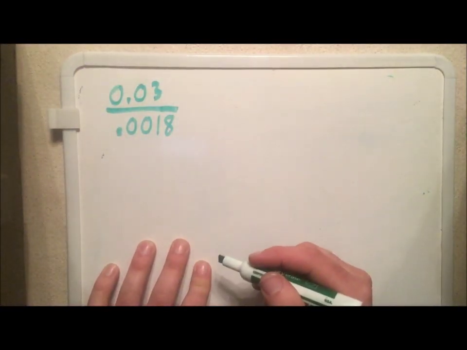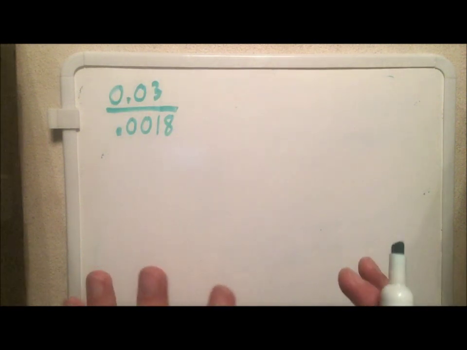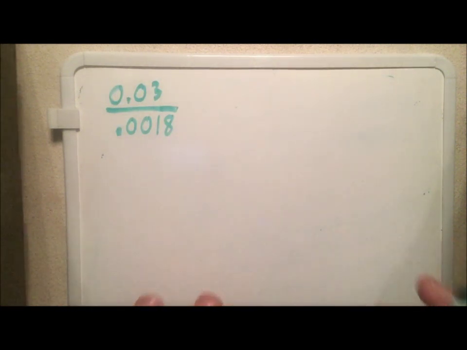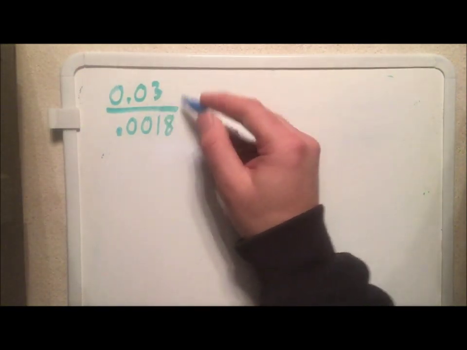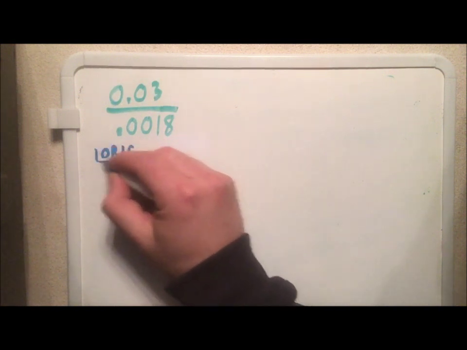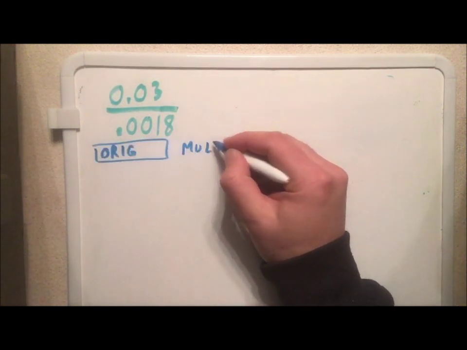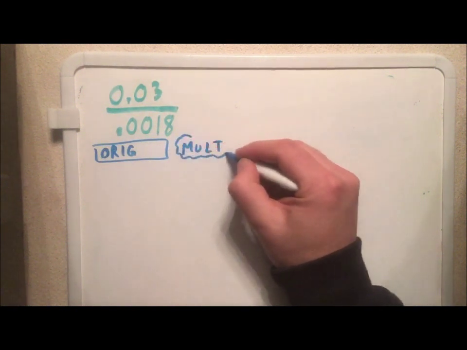Alright, so here is another example of decimal division, and I'm going to show you a great 5-step approach that will get you the right answer every time. Okay, so here we go. The first thing we do is we try to figure out how many bounces we need. So here we have the original question, and then we're going to have to multiply it by something dependent on how many bounces we need.